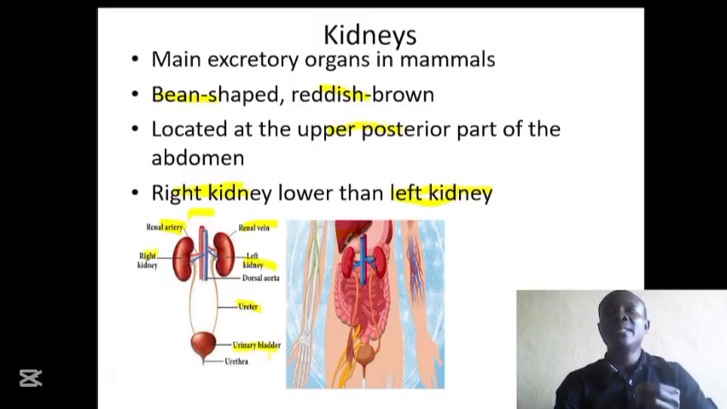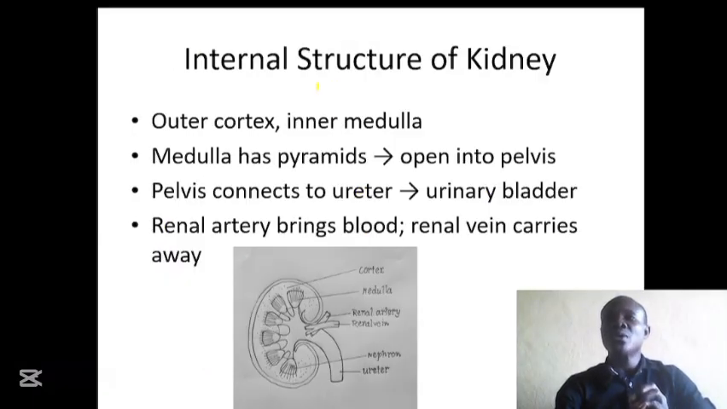And we have the bladder, that is a sac-like structure that temporarily stores urine. The ureter and urethra. Since we have talked about the urinary system, and it was said by me that the kidney is the main excretory organ of humans, now let's try to study the internal structure of the kidney.